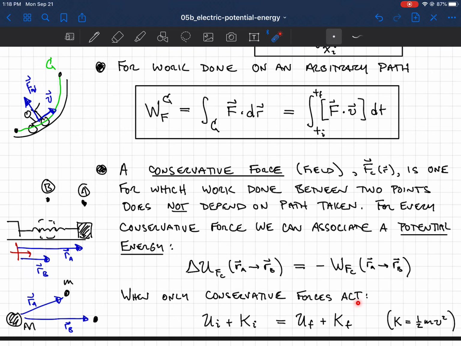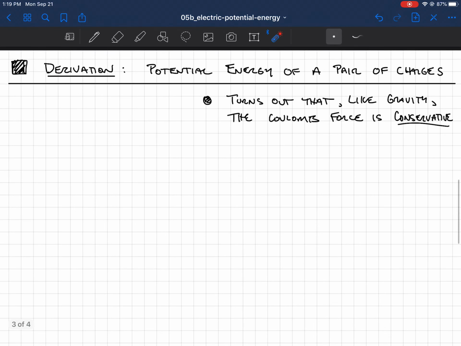And then if we define conservative forces, then we can have this idea of mechanical energy conservation, which is if we only have forces that are conservative acting, then the potential energy plus the kinetic energy initial is equal to the potential plus kinetic final, where the kinetic energy is defined from something called the work energy theorem to be 1/2 mv squared. And you can see why all of that's true if you take a look at the previous lecture video and previous notes from last semester.